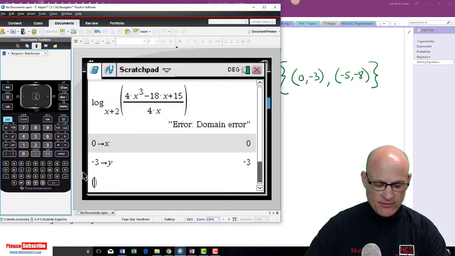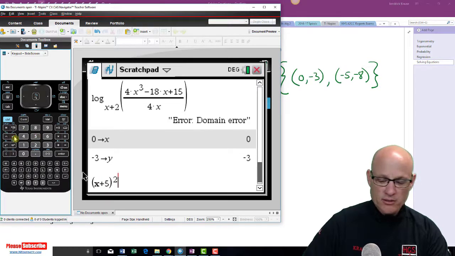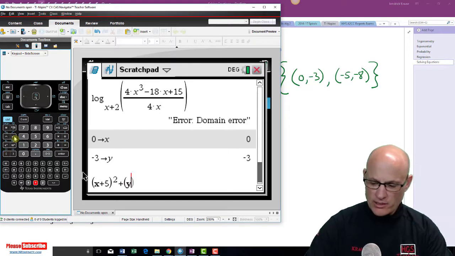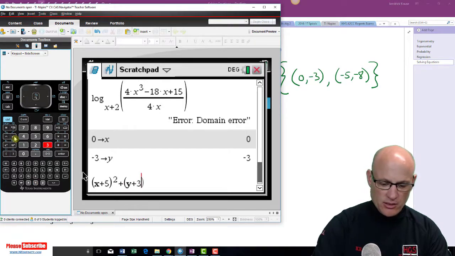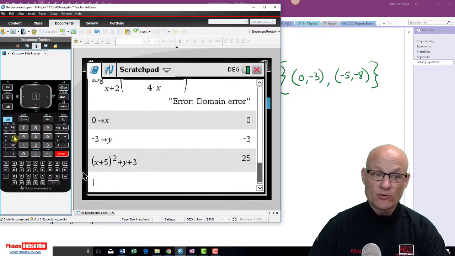x plus 5, parentheses squared, plus parentheses y plus 3, parentheses squared. Don't hit that equals button, just type in enter. Oh, it equals 25. What happened to my squared?